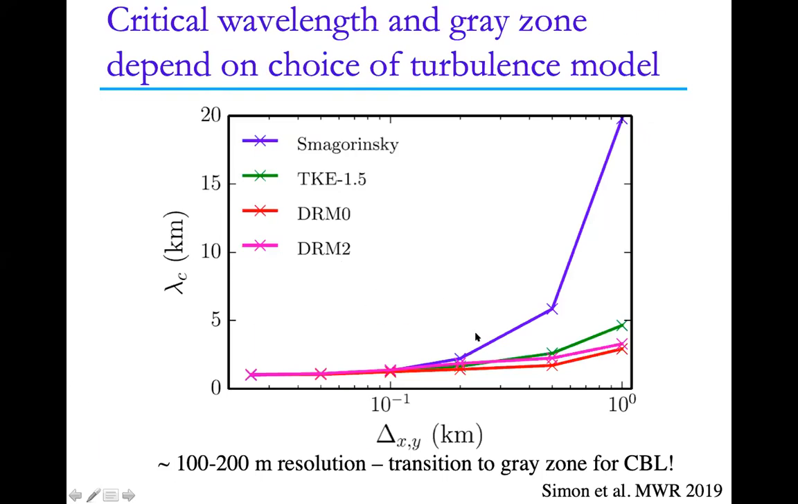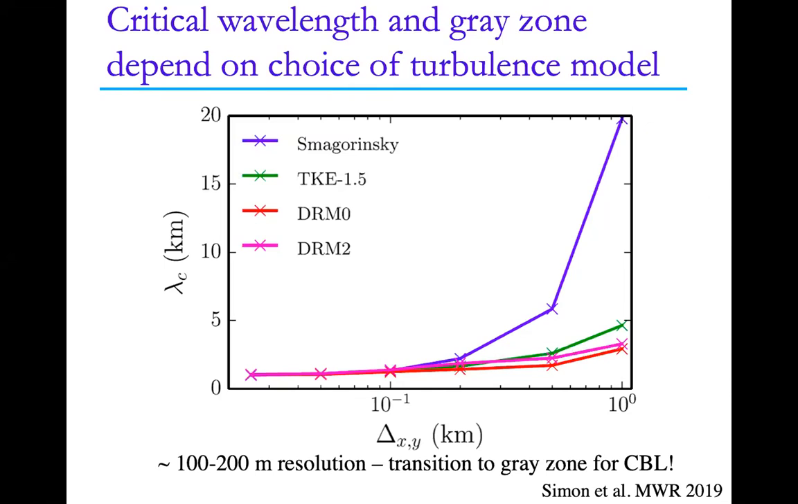So this is one way that we've tried to quantify the scales and the size of these structures in the gray zone, and to use this to try to determine whether we're even in the gray zone. We see here that for this particular CBL, we're transitioning into the gray zone at about 200-meter resolution. That's when the models are no longer giving the same length scales as what we had at the finer resolution. And we also see that this transition depends a lot on what closure model we've chosen.